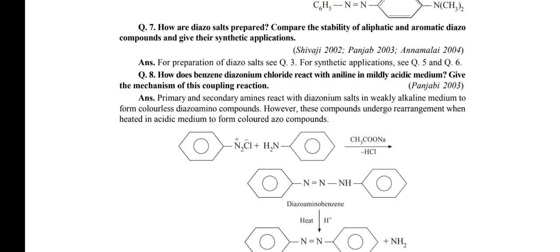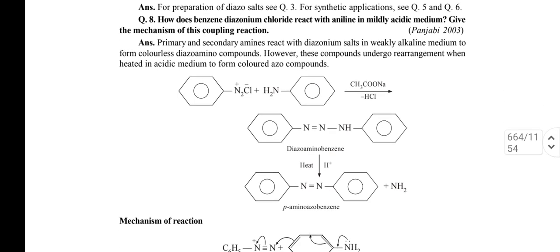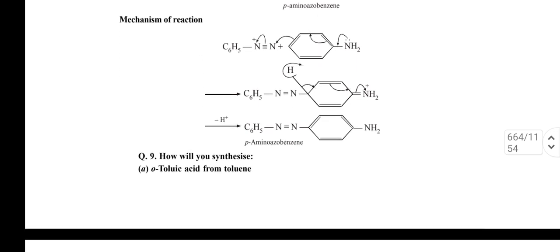How does benzene diazonium chloride react with aniline in mildly acidic medium? Give the mechanism of this reaction. Primary and secondary amines react with diazonium salt in weakly alkaline medium to form colorless diazoamino compounds. However, these compounds undergo rearrangement when heated in acidic medium to form colored azo compounds. The mechanism of the reaction is given below.